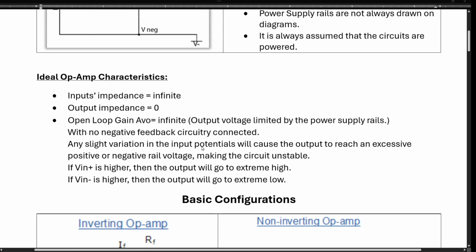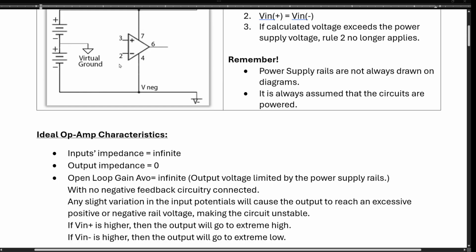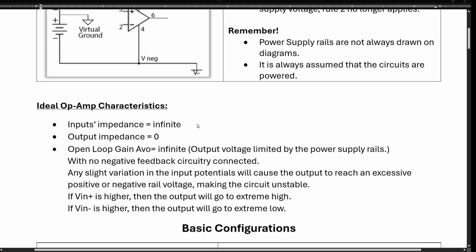All right, ideal op-amp characteristics quickly. Input impedance. Impedance between here and the ground is going to be infinite. This input as well as that input. Infinite. This is the ideal. All right. Output impedance ideally would be 0, but it is not. For the sake of calculations, yes. For the sake of reality, you're going to have to find it out.